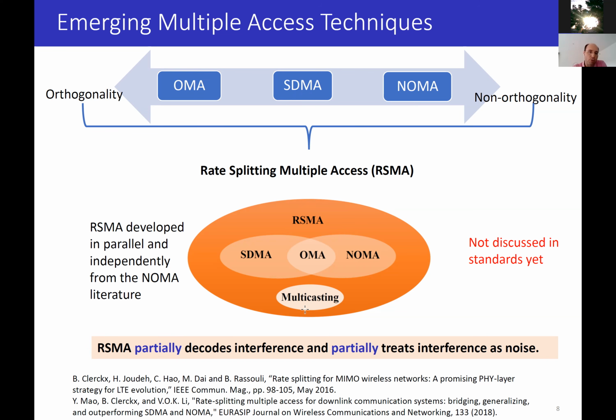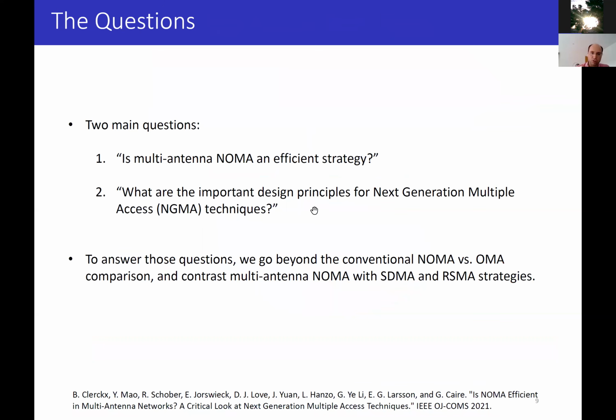But the key property of that multiple access is not to fully decode interference or not to fully treat interference as noise, but to partially decode interference and partially treat interference as noise. So we will try to compare OMA, SDMA, NOMA, and RSMA and try to identify really the benefit of NOMA in multi-antenna settings on one hand, and the key features that we may expect for next generation multiple access. So those are the two important questions I will try to answer.